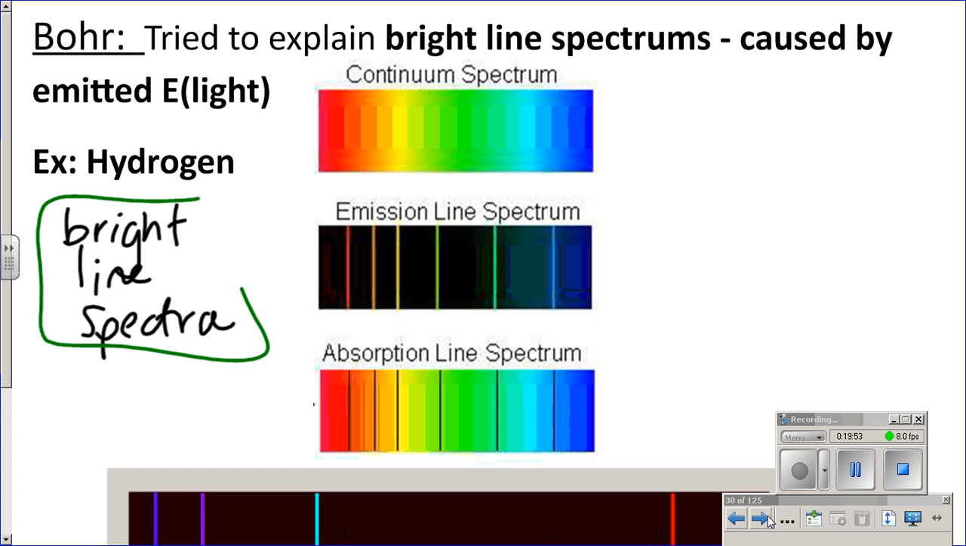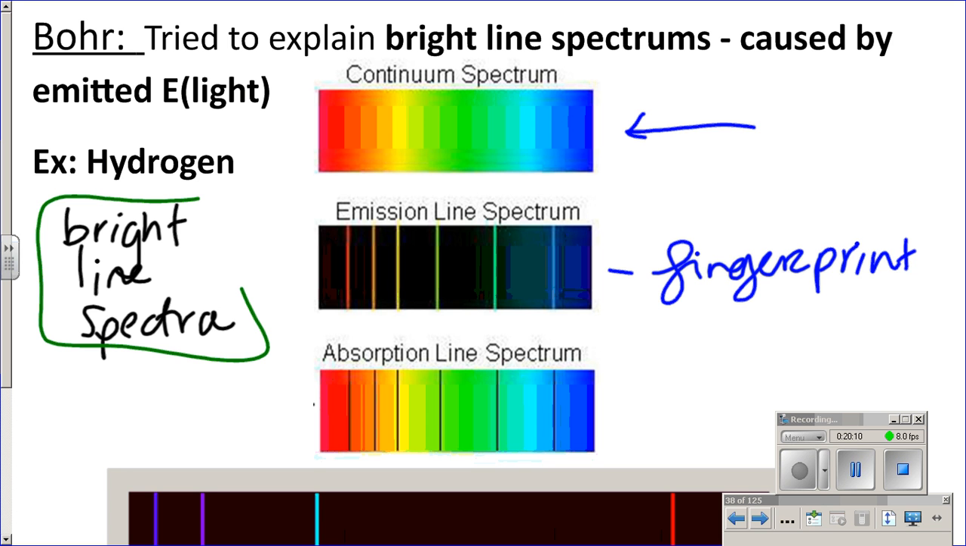Okay. So the bright line spectrum is what Bohr and Planck kind of came together about and said every single element has its own special fingerprint. So this one, I don't know which element this is specifically, but I do know that you'll never see an element like this.